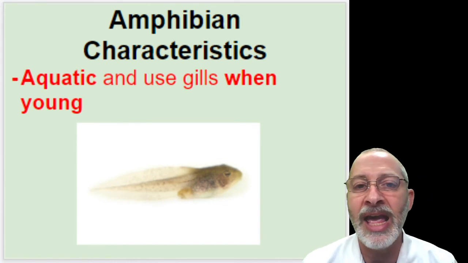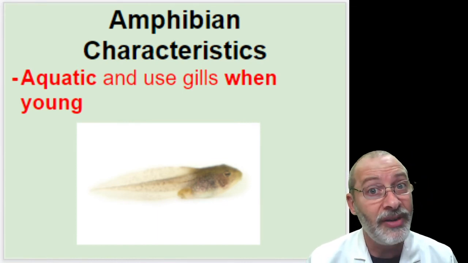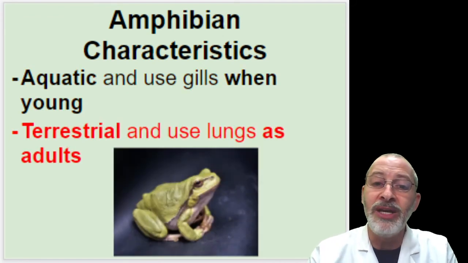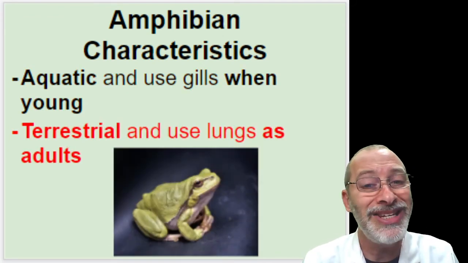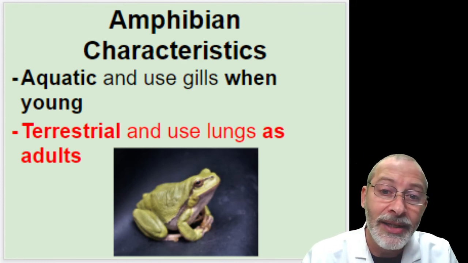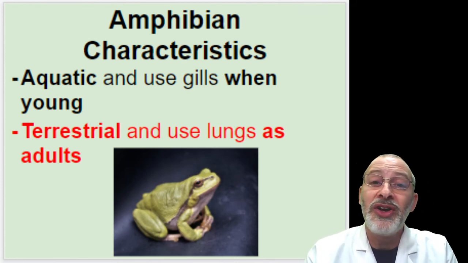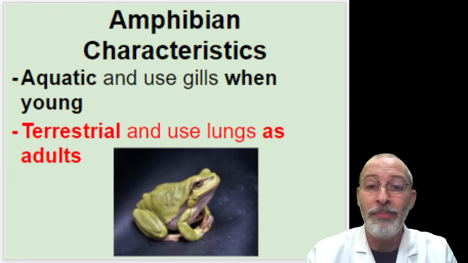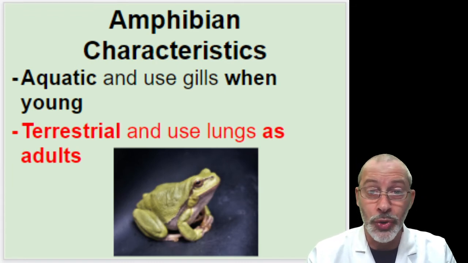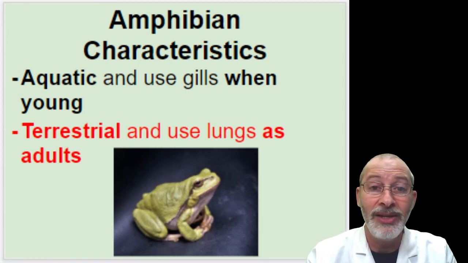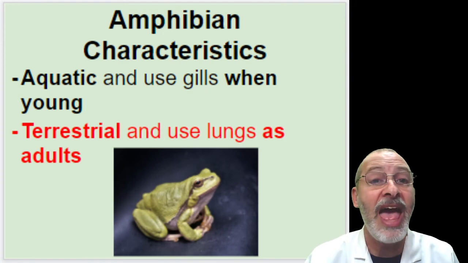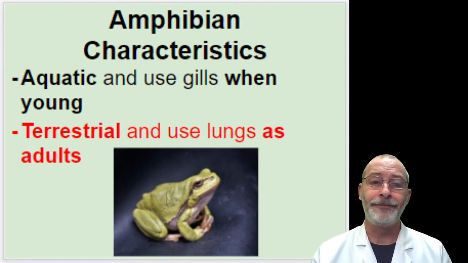But that's only half the story of an amphibian, because amphibians become terrestrial, which means living on the land, and they use their lungs when they become adults. So frogs, when they mature, grow their arms and their legs, and they have lungs, and they can breathe air outside the water.